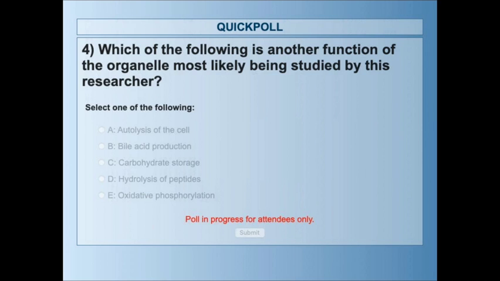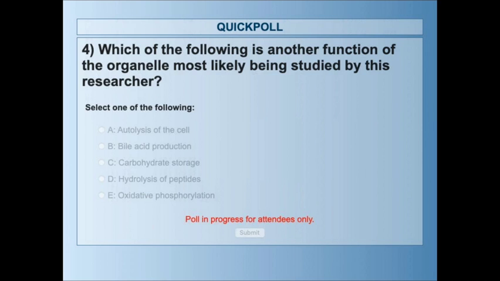Okay, thank you, Paris. So we have launched the poll. Final question of the night. Let's finish strong. Again, not exactly a straightforward question, but it does force you to think this through. So we'll give everyone maybe another 10, 20 seconds to register their vote. Which answer do you think is another function of the organelle most likely being studied here?